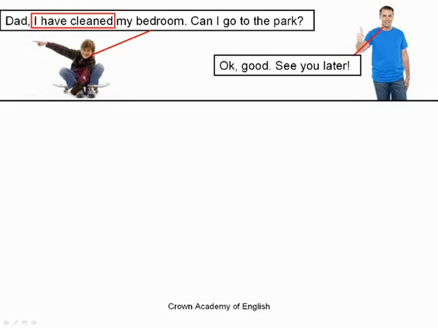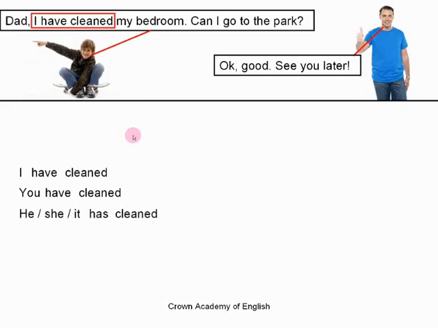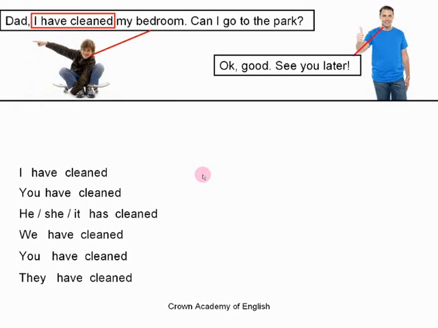Okay, so this is the present perfect. This is the present perfect affirmative. I have cleaned. You have cleaned. He, she, or it has cleaned. We have cleaned. You have cleaned. And they have cleaned.